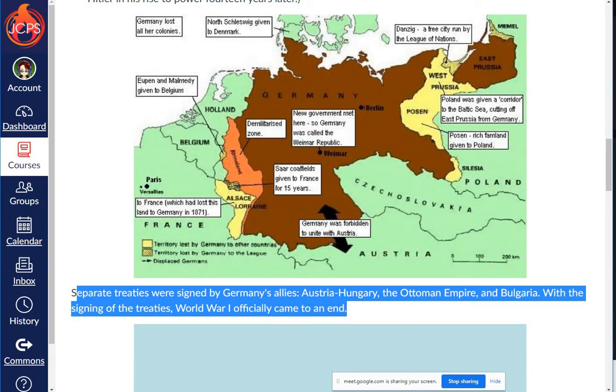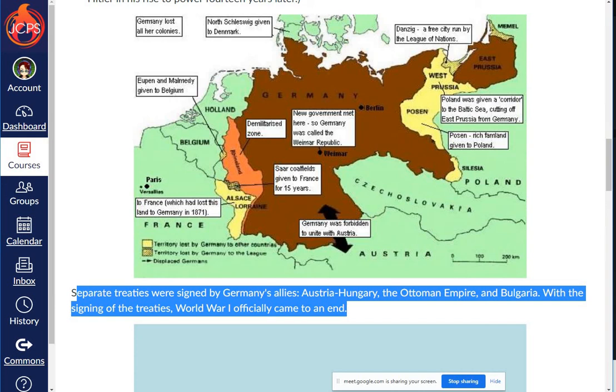North Schleswig given to Denmark. So up here. Danzig, a free city run by the League of Nations. Ooh, that's where my grandpa was born. Poland was given a corridor to the Baltic Sea, cutting off East Prussia from Germany. So this is what they needed to be able to get to the sea. Posen, rich farmland, given to Poland. The new government met here, so Germany was called the Weimar Republic.